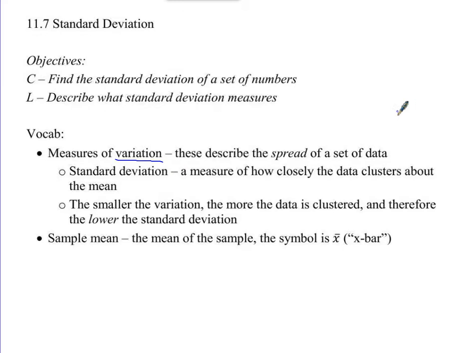So if this is your mean and all of your data is hanging out right around the mean, then you're going to have a very low standard deviation. But if this is your mean and you have a bunch of data spread out all over the place, then you're going to have a very high standard deviation. It's how closely the data is clustered around the mean. The smaller the variation, the more data is clustered, and therefore the lower the standard deviation that you'll have.